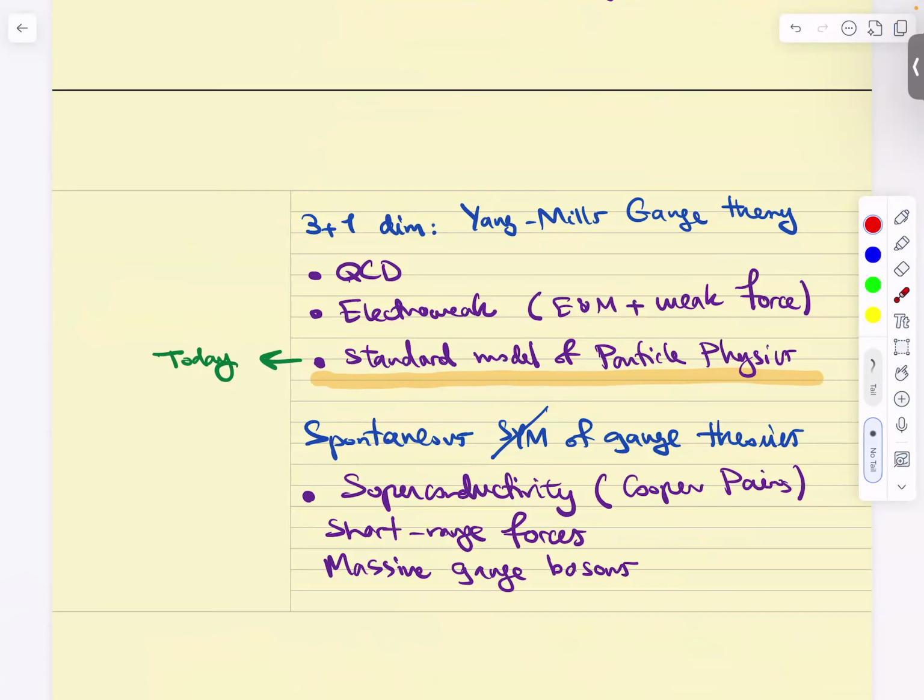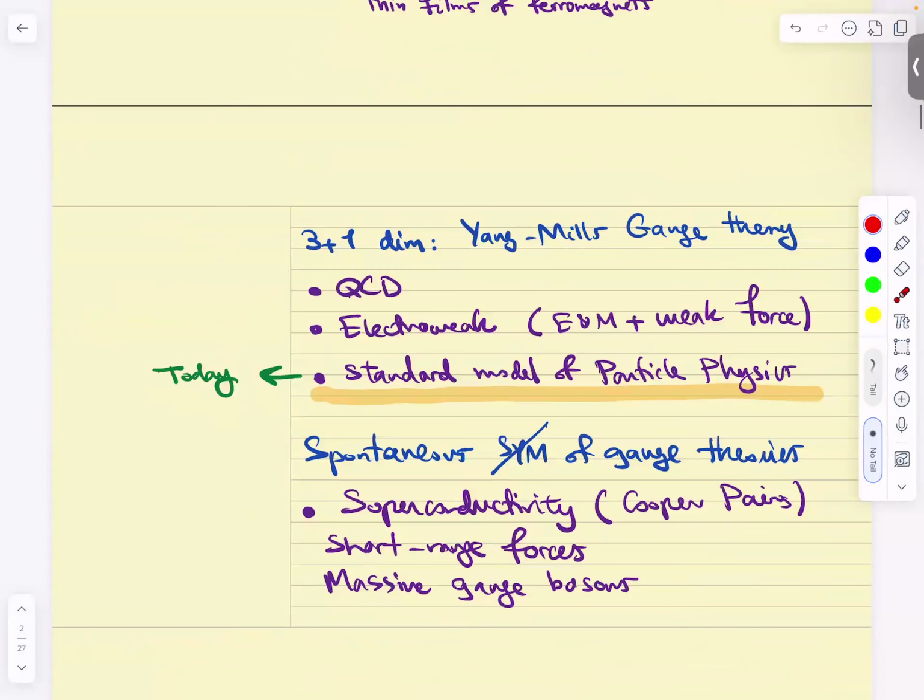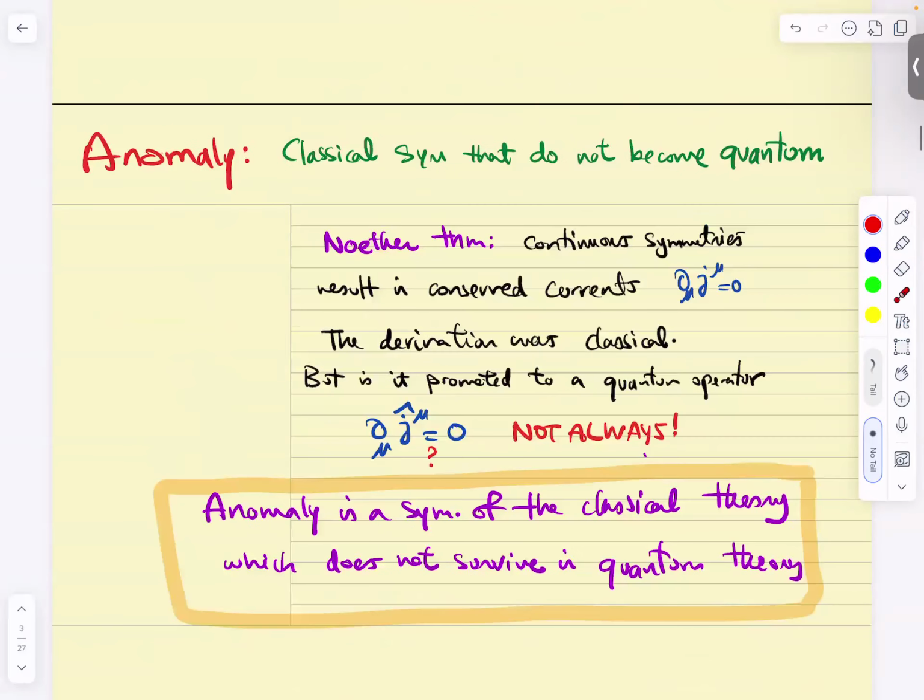All right, any questions from this part? Just quickly reviewing. So last time, what we talked about was anomalies. An anomaly is a classical symmetry that does not become quantum. This is important because we use symmetries extensively to construct quantum field theories.